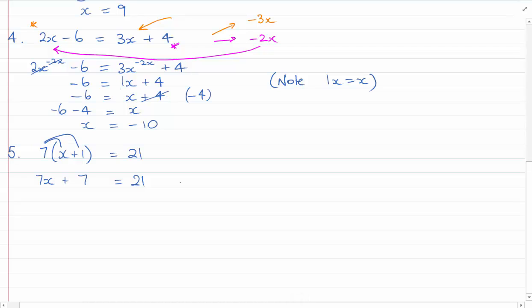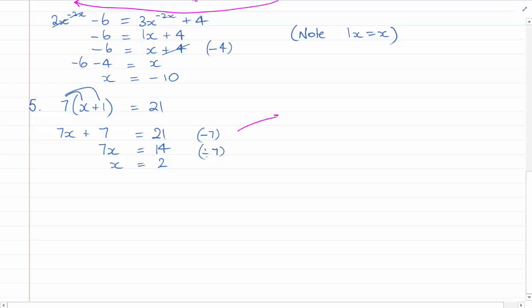Now we go back to our normal method. We subtract 7 from both sides to give us 7x equals 14. And we divide by 7, and that gives us x is equal to 2. We're all very happy with that. It was pretty easy to do. It didn't take that many lines of working, so there's no major issues here.